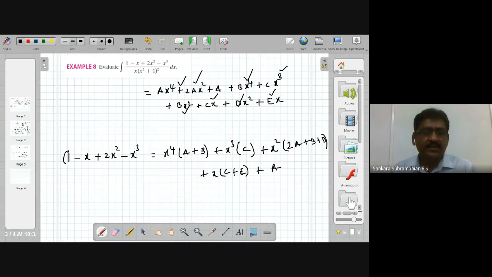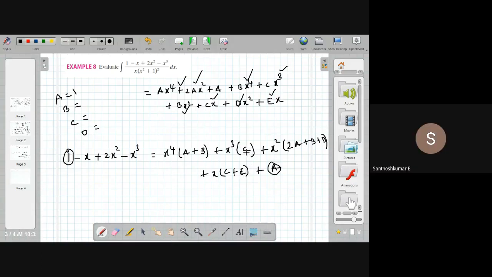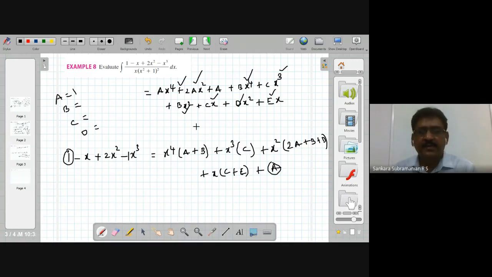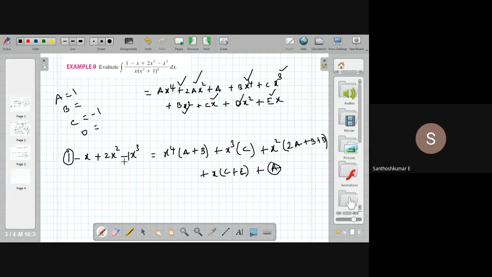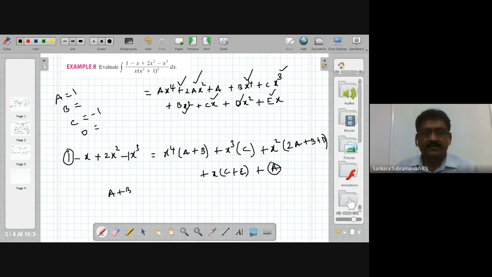Therefore, it is easy for us to find by equating the constant term. We get easily a is 1. And the cubical term, c is minus 1. So very simple now. a plus b equals 0, because there is no x power 4 term, or you can write 0x to the power 4. So a plus b is 0, so b equals minus 1.